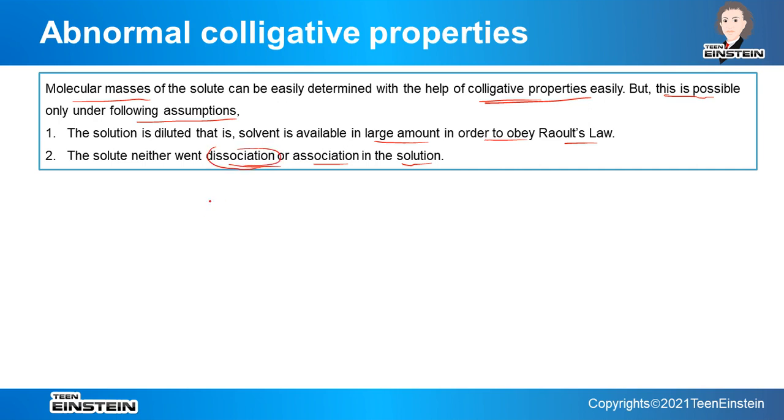Okay, so that is the problem. If this type of thing is going on, then the result that we get will be wrong, and this is abnormal colligative property. So mainly here we will focus on these two things, that is dissociation and association.